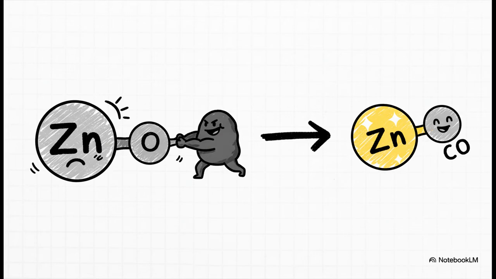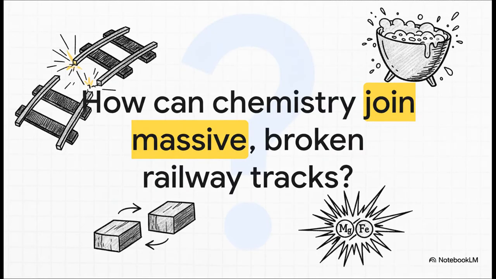Pure, beautiful zinc metal. Now, carbon is a good reducing agent, but sometimes we can use another metal as a reducing agent. And when we do that, we can get some really powerful, really spectacular reactions. This leads us to a really fascinating question. Have you ever seen those huge railway tracks and wondered, if one breaks, how do they even fix it? How can you weld something so massive? Well, believe it or not, chemistry has the answer.